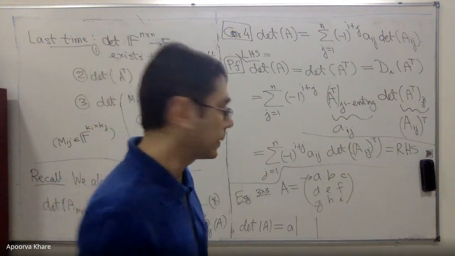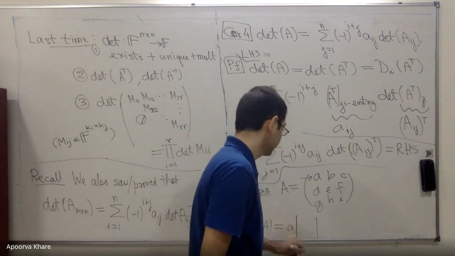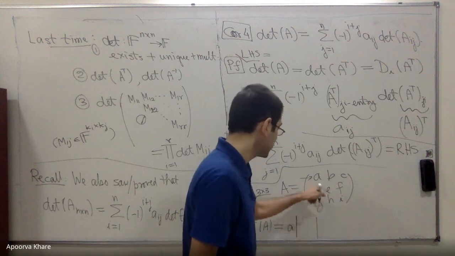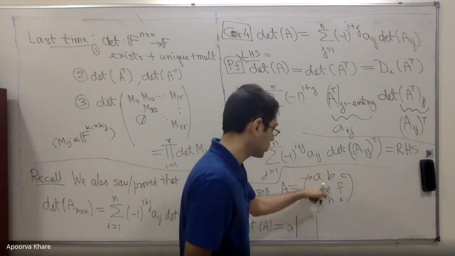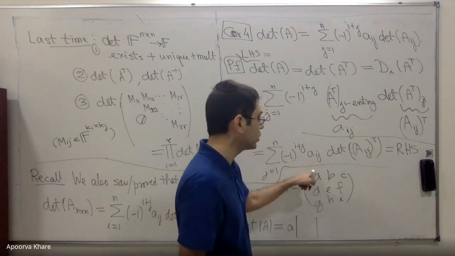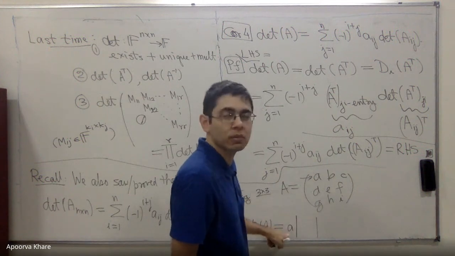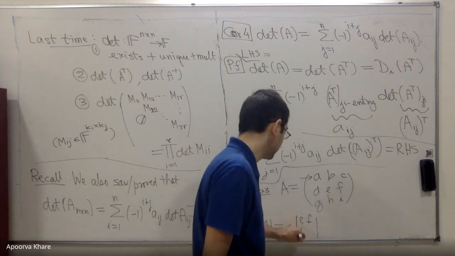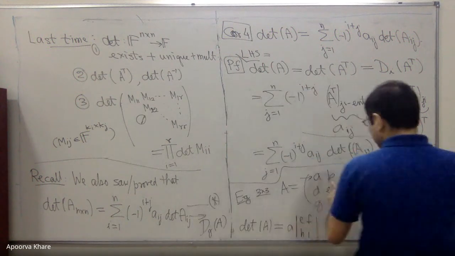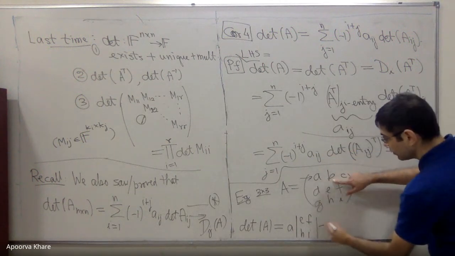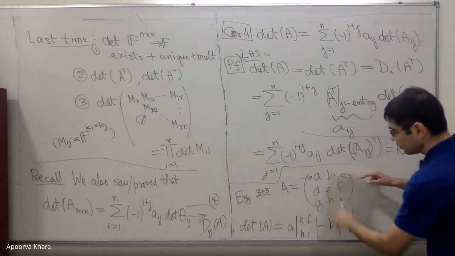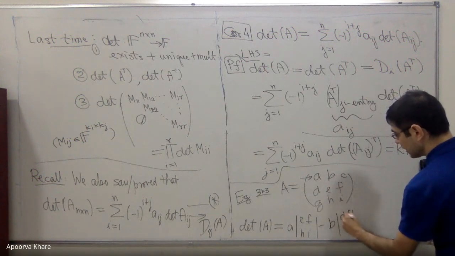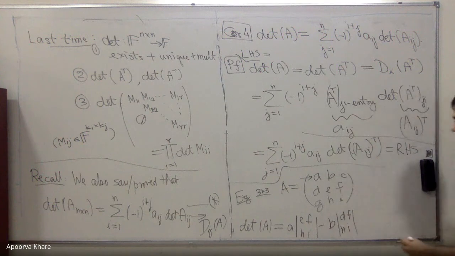So A times, sometimes you write down vertical bars for determinants. This is just A times. Now remove the first row and the first column, you get E, F, H, I times -1 to the 1 plus 1. Right? This is the 1 comma 1 entry. So -1 to the 1 plus 1 is 1. So this is E, F, H, I. Then you have -1 to the 1 plus 2, which is a negative B times the determinant.